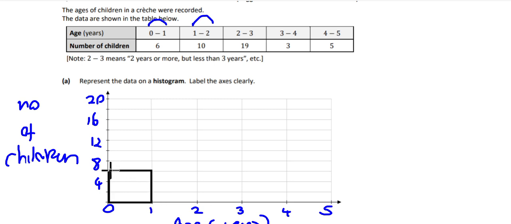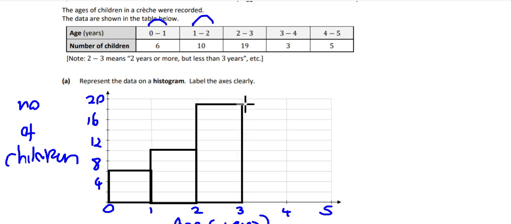6. And then 10. And then, what's the next one? 19. And then 3. And then the last one, 5. Which is between 4 and 6. Everybody cool with that? Easy marks.